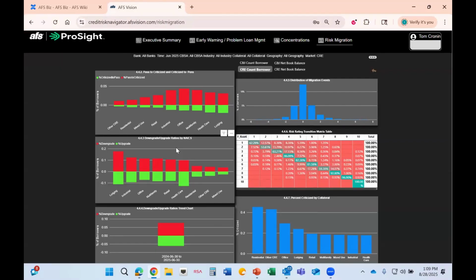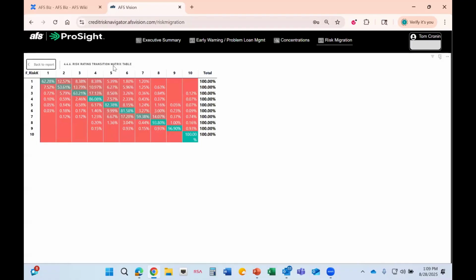Let's slide over to the matrix chart. And I want to try to see if I could pull this up. Now, bear with me a second. So I'm going to show this as a table so you get a better look at it. So this is all CRE borrowers.